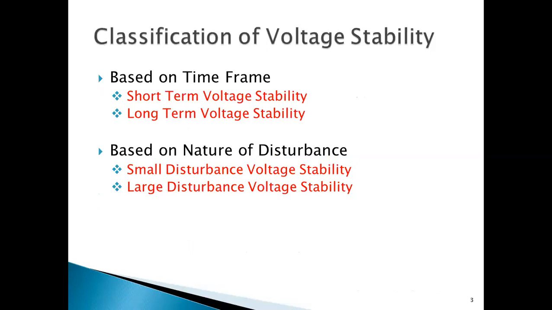First, let me explain how voltage stability is classified. There are two ways of classifying voltage stability. Based on time frame, voltage stability can be classified as short-term and long-term voltage stability. Based on the nature of disturbance occurring in the power system, voltage stability can be classified as small disturbance voltage stability and large disturbance voltage stability.